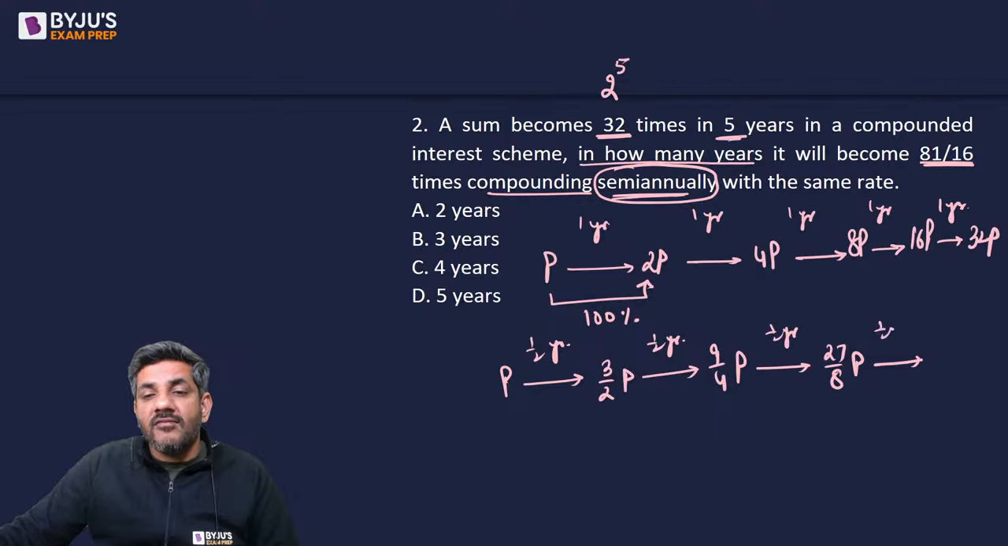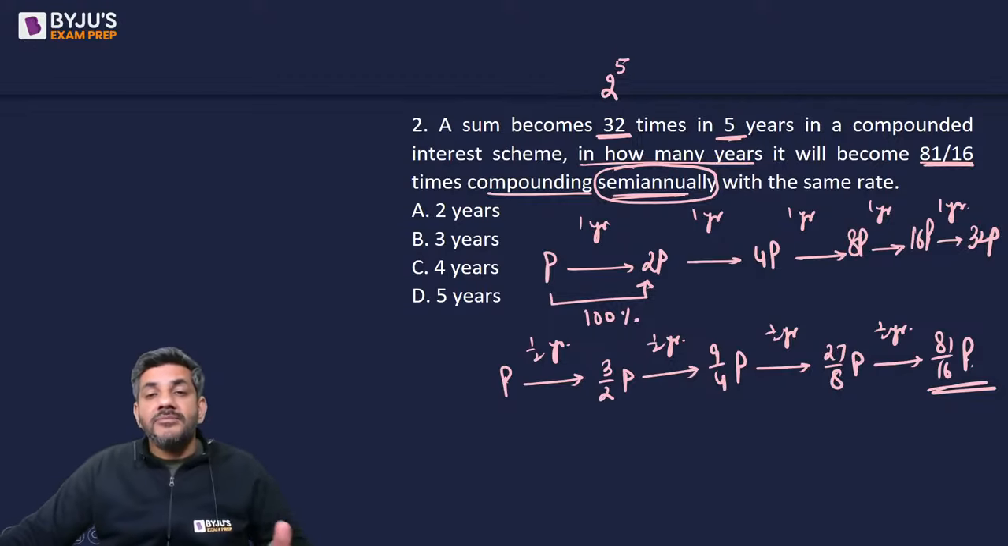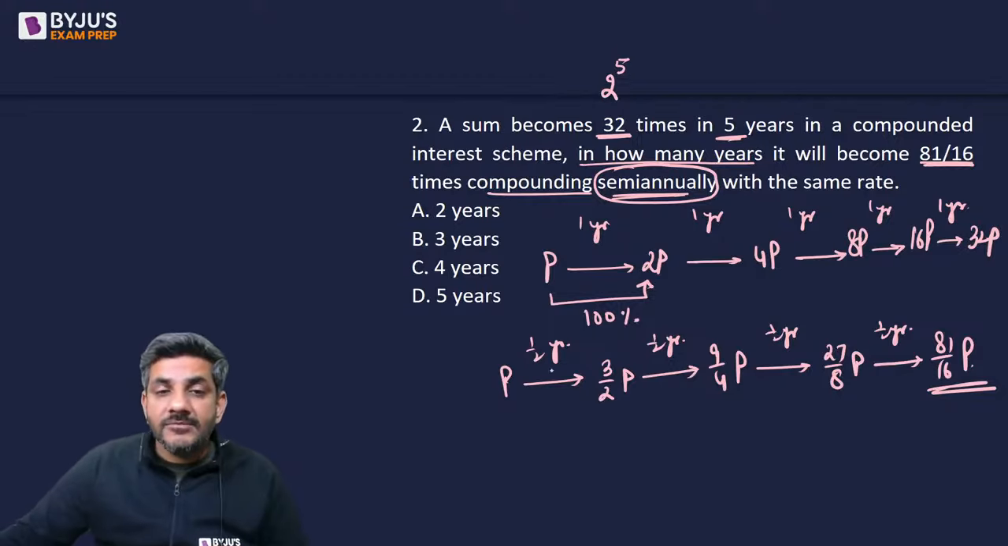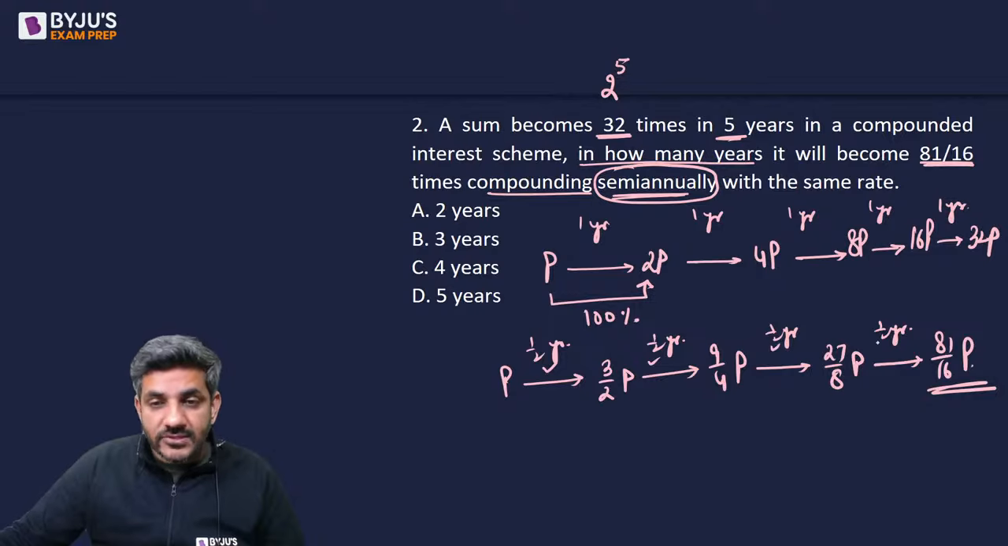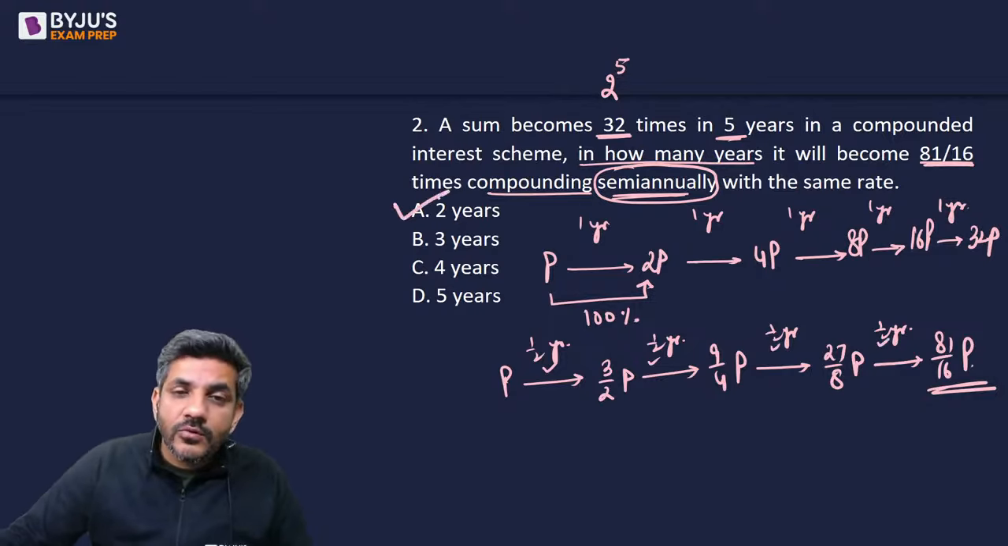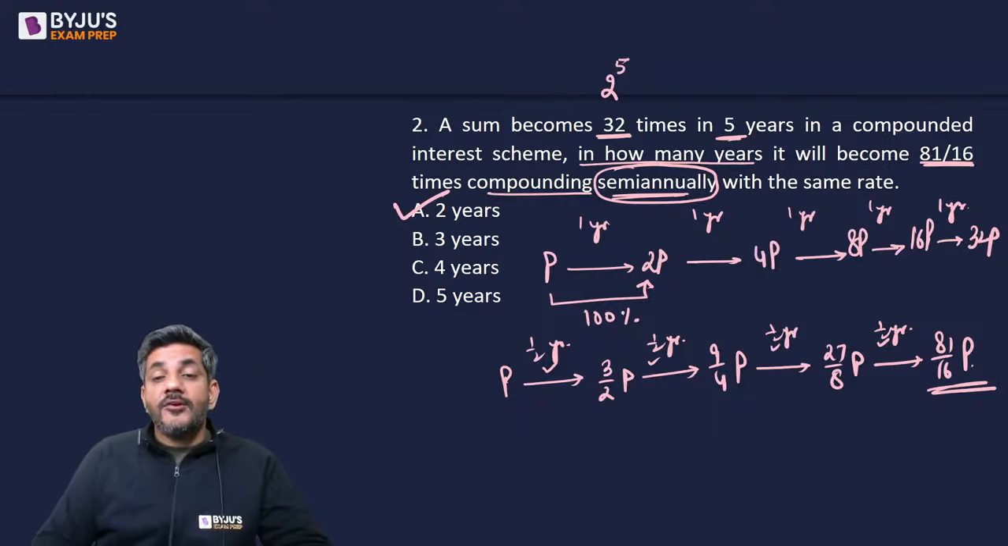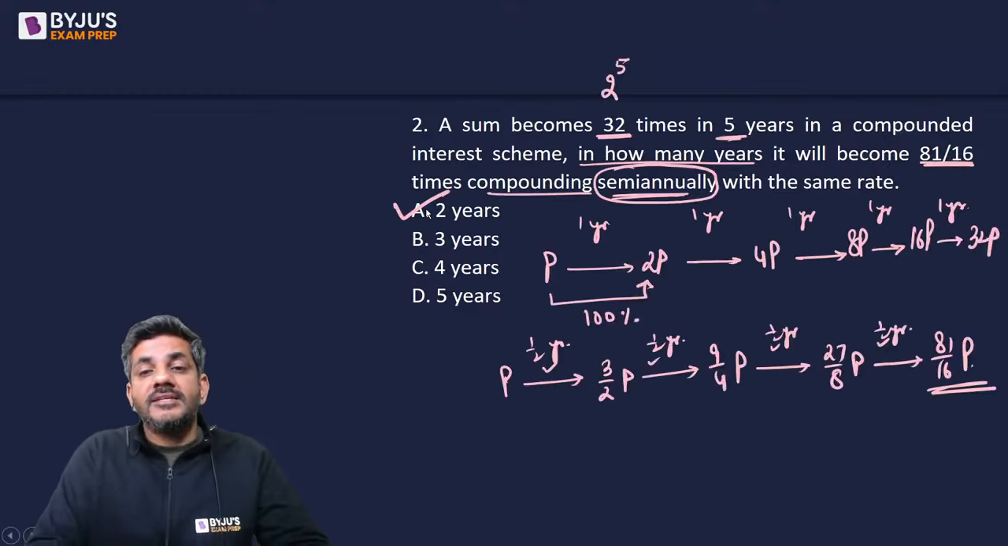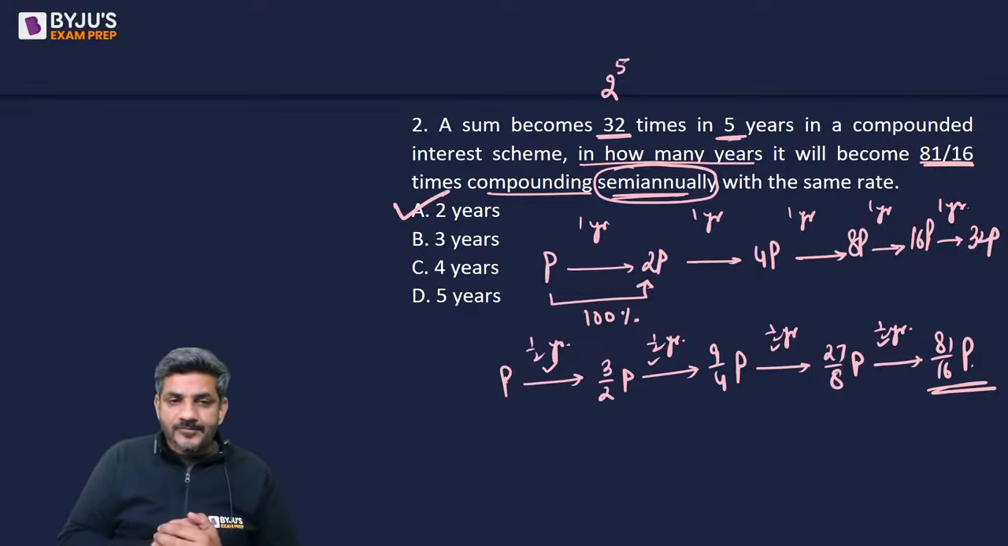And in another half a year, it would again become 3 by 2 times. That is 81 by 16. So I see my money becomes 81 by 16 times in 4 half years. और 4 half years किसके बराबर होते हैं? That is equivalent to 2 years. So I can say in 2 years my money would become 81 by 16 times.